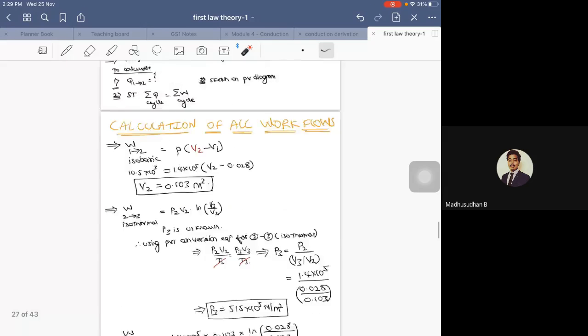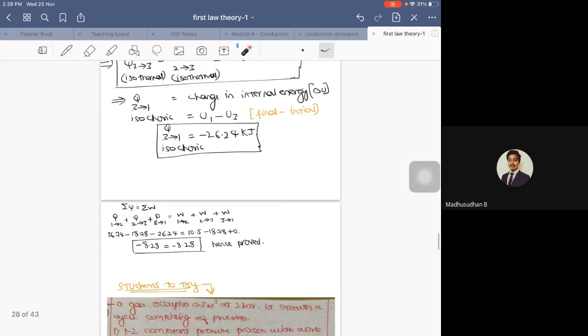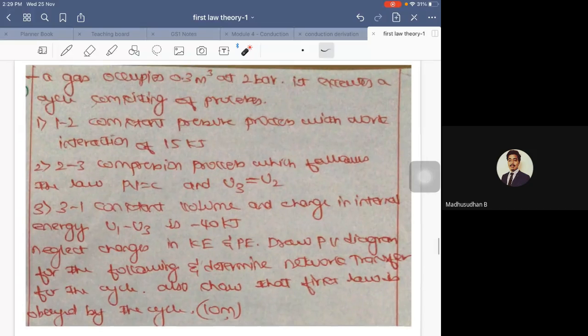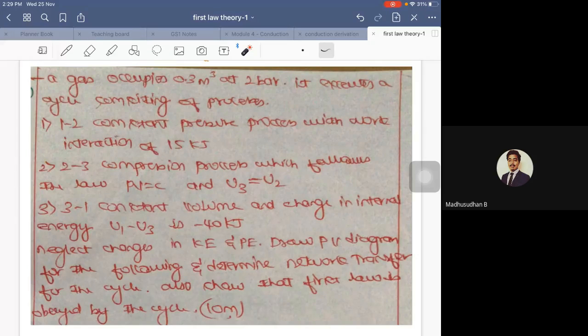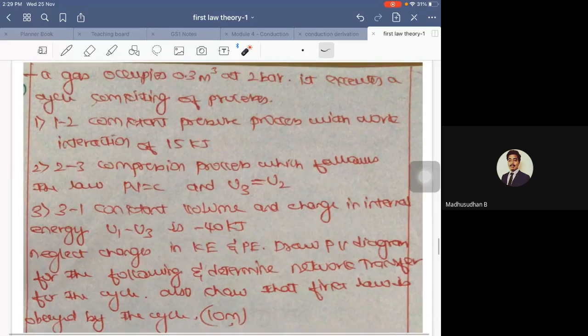Now, after your internals, tomorrow there is a class, right? Take a screenshot of this problem. I want you to try this. This is the problem. Take a screenshot of this. Try this particular problem and let me know if there are any difficulties in solving it. It's an easy problem, very much similar to the one which you have solved now.